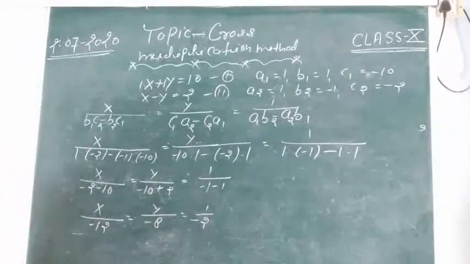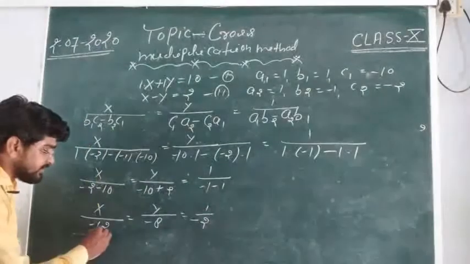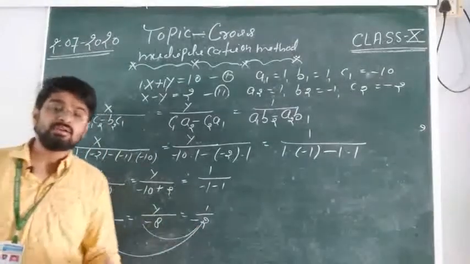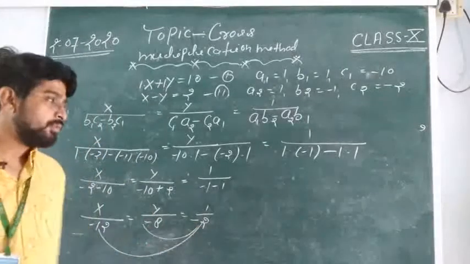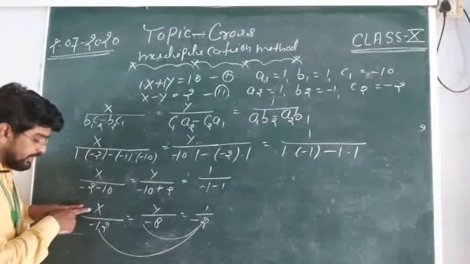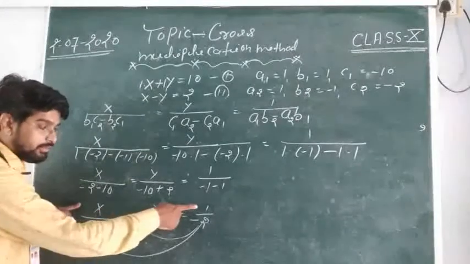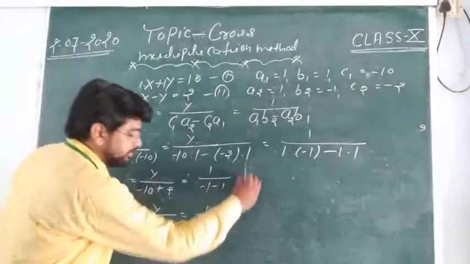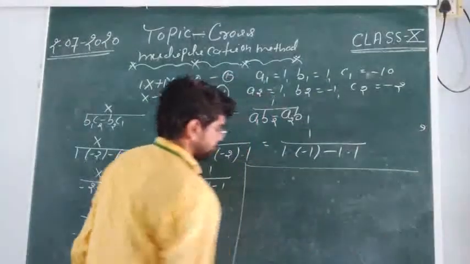Now students, we will compare the first value with the third one and then the second value with the third one, by which we can find the value of x and y. See what I am saying. Firstly, we will compare this value with the third one, then the second value with the third value. So see, I am solving here.